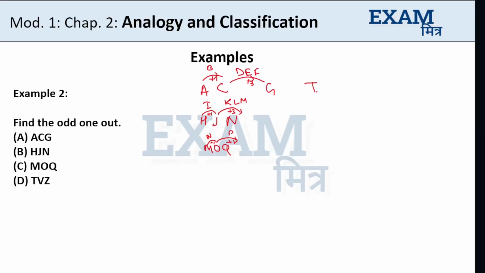Let's see if TVZ has something related to it. Now T, we are skipping U, that is 1 forward skipping, and then from V to Z we are skipping W, X, Y, that is 3 forward skipping. So the odd one out is M, O, Q, which is not following the pattern as these 3 are following. So the answer is M, O, Q.